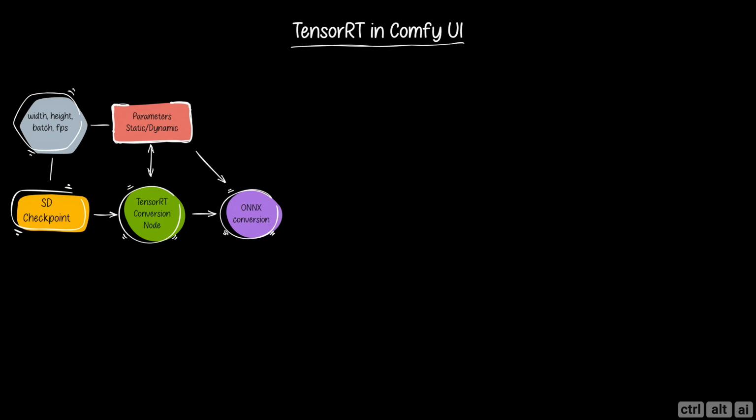ONNX here acts like a bridge between the model and TensorRT. The TensorRT now takes the ONNX model and analyzes its computational graph, that is, the sequence of operations that define the model. Now, it carries out various optimizations on the model.